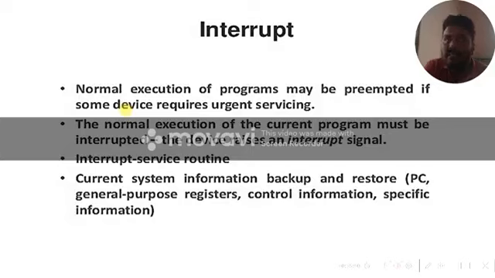There are different types of interrupts: interrupt 0, 1, 2, 3 and so on, which specify hardware interrupts, software interrupts, and other kinds of interrupts. For handling these interrupts, we have a special routine called the interrupt service routine. The current system information can be backed up or restored, and for this purpose also we use interrupt as a signal. So an interrupt is nothing but a process that is made to wait for a particular period of time until another important task is completed.